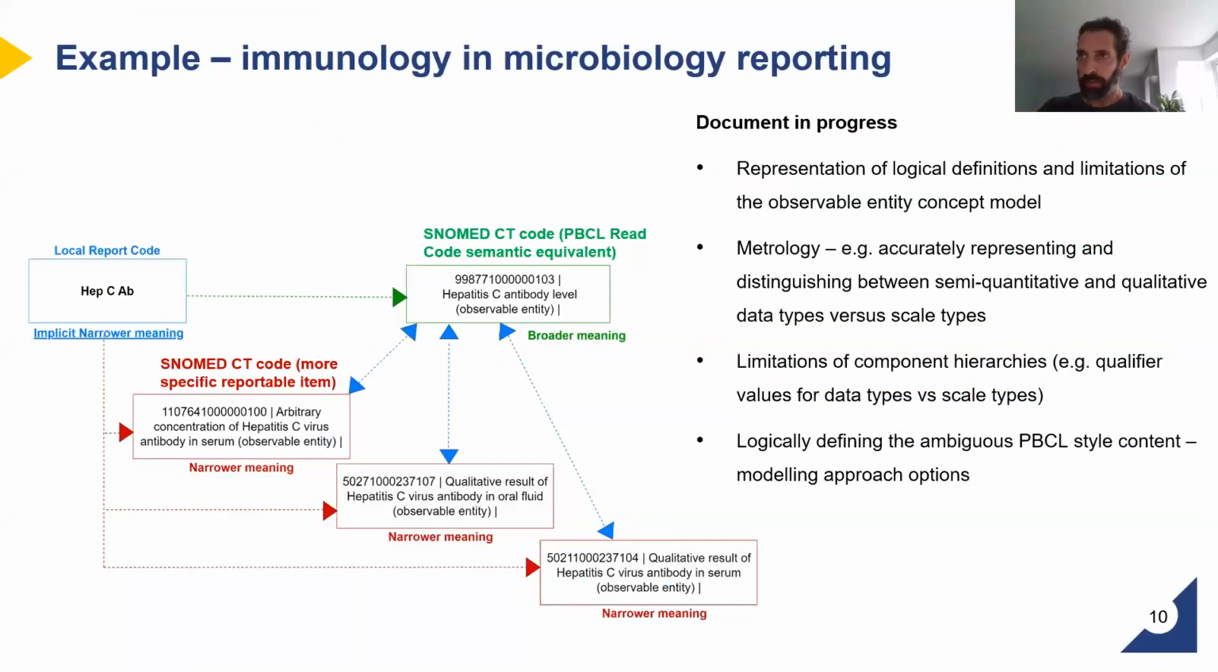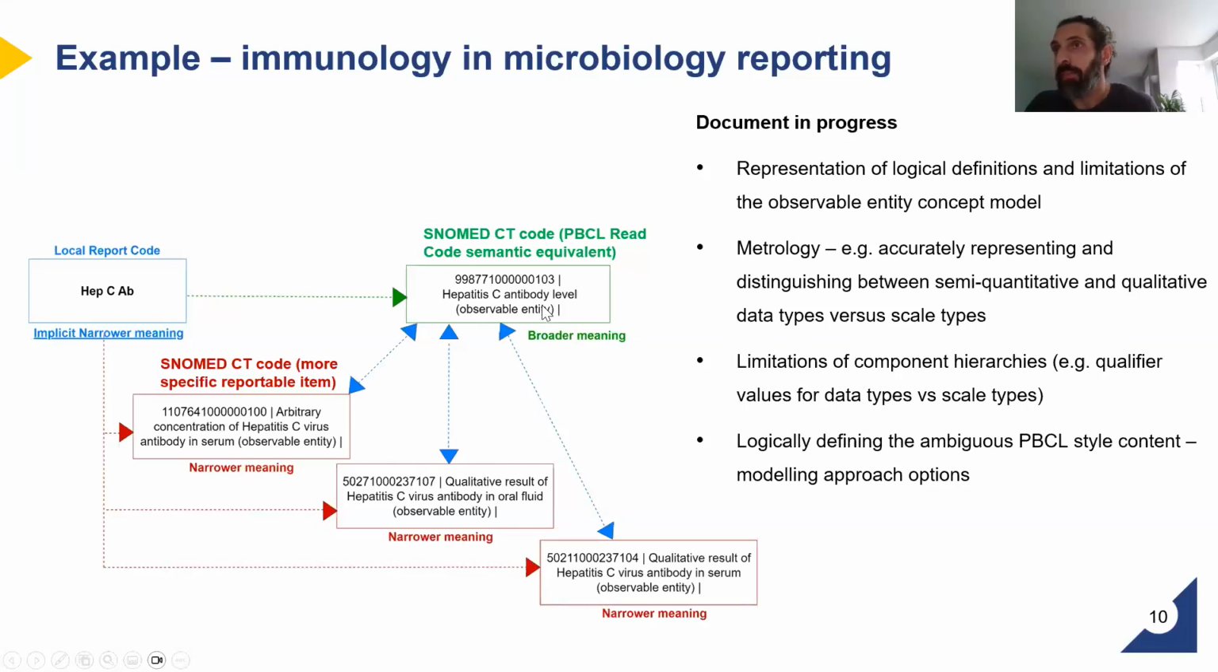And just to really drive that message home in terms of the relationships, just looking at the terminology in another example, what I'm trying to highlight here really is where you go from local report code, either via PBCL semantic equivalence or directly, to the more specific, more accurate content in the red boxes. It's a one-to-many relationship either way. And hold that thought, because that's one of the complications in the mapping process.